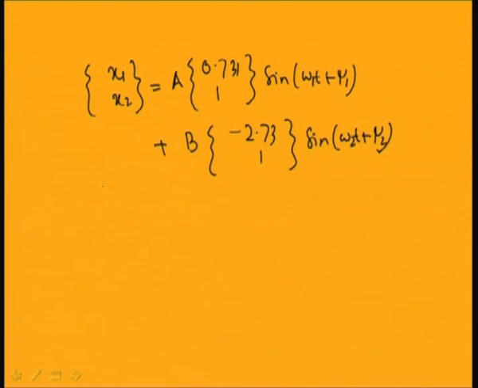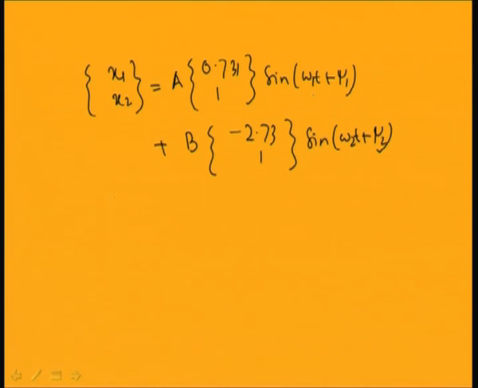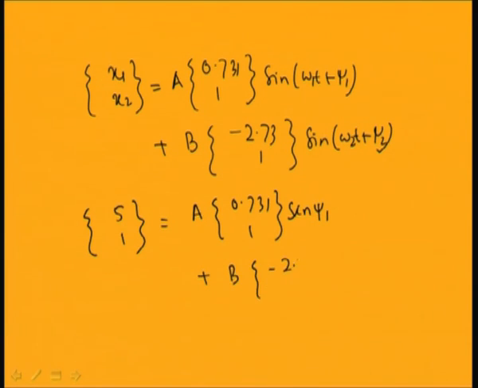So, from these initial conditions, when t equal to 0 I can substitute this in that expression, so I can find x1(0) and x2(0). Taking t equal to 0, this will be equal to a into 0.7311 sin(0 plus psi 1), which is sin psi 1, plus b into minus 2.731 sin psi 2.